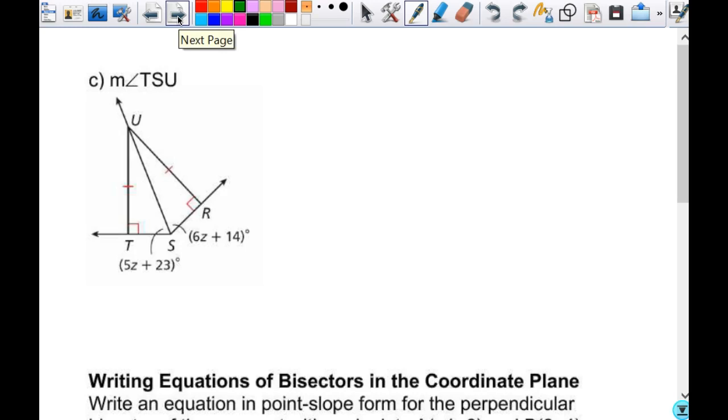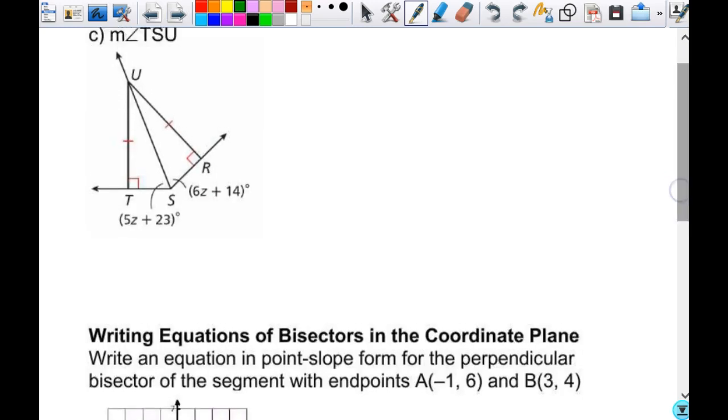I'm looking for the measure of angle TSU. So what I know here is that I've got this big angle. This point U is the same distance away from the two sides of the angle. So that means that ray SU is what? An angle bisector, which means these two pieces are congruent. So do you have enough to set something up and solve for Z? Yes. Okay. So go ahead and do that and finish up that problem.